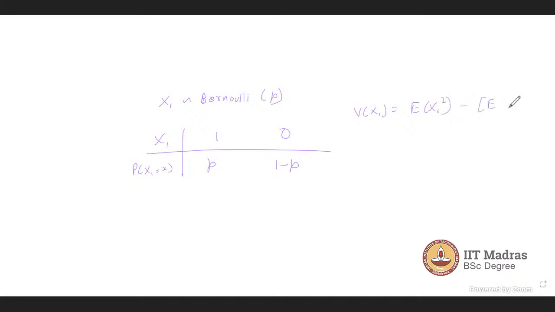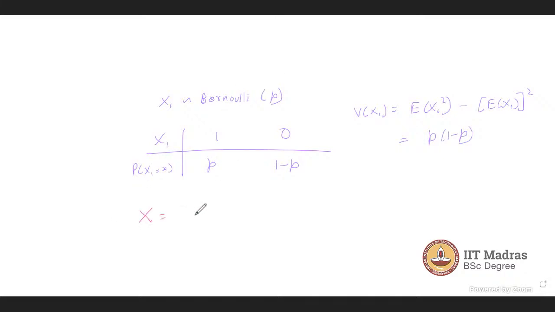Okay, so if it follows Bernoulli, right? All of them, x1, x2, xn, you can simply find their variance. Variance of x1 will be nothing but expectation of x squared minus expectation of x whole square, right? On solving, you will get simply p times 1 minus p.